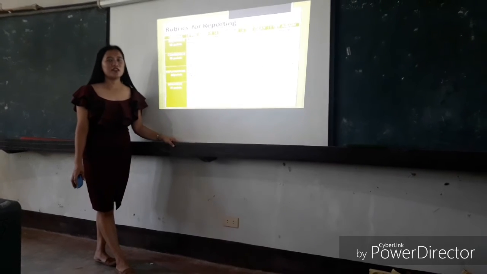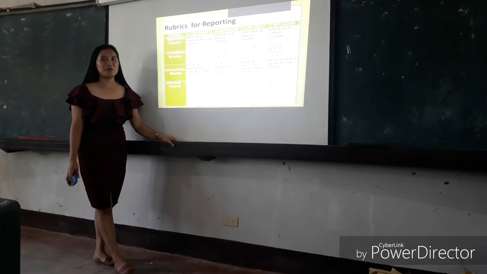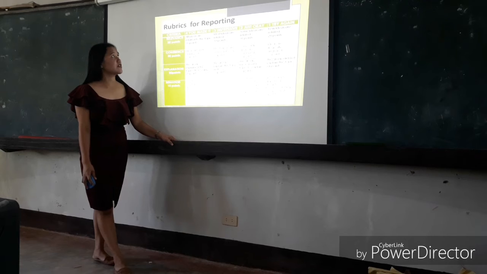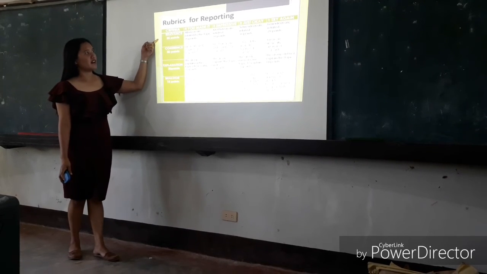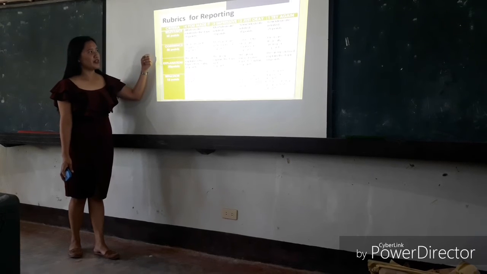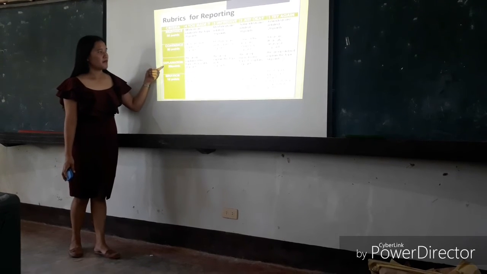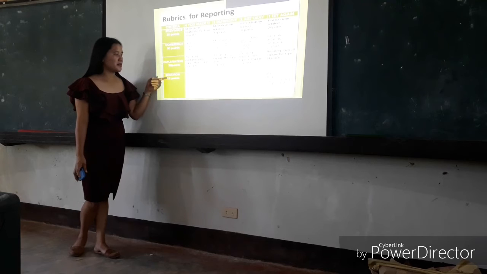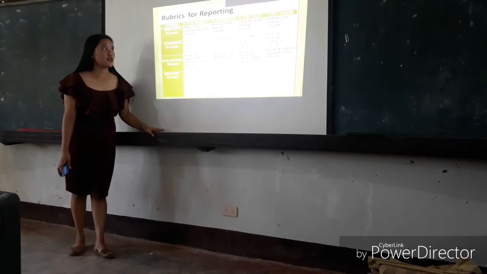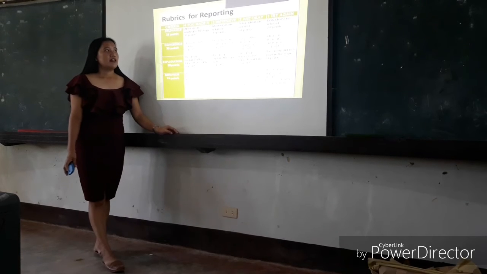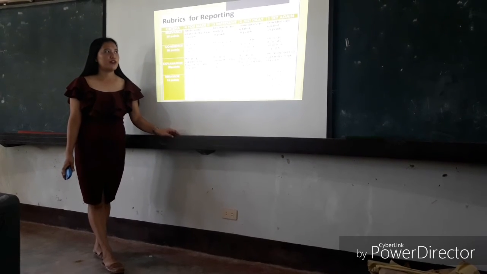Okay class, in your group reporting, there will be a basis for giving grades. The rubrics for reporting are: relevance 35 points, coherence 30 points, explanation 20 points, behavior 15 points, for a total of 100 points. I will give you 10 minutes to do your work.